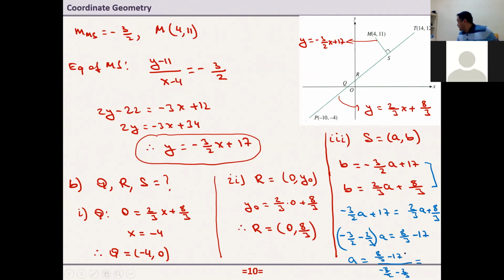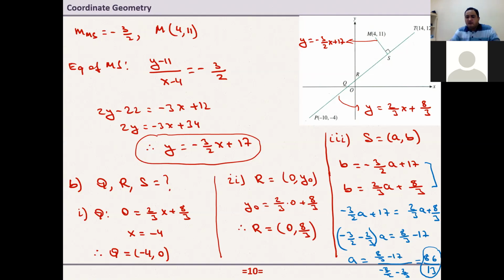which is equal to, let's evaluate this quickly with the calculator. So it is 8 over 3 minus 17 over minus 3 over 2 minus 2 over 3, which is equal to 86 over 13. Really? Not a beautiful number, but fine. 86 over 13, if you didn't make any technical mistake.